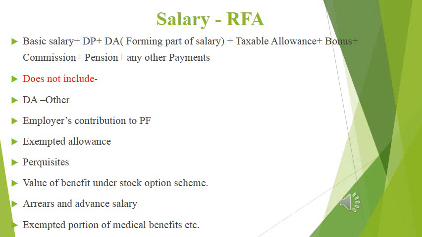Clear? But we have to exclude some items. All of you please bear in mind. First one, DA other, that means the portion of DA which is not part of service benefit. Employer contribution to PF, exempted allowance, perquisites, value of benefit under stock option scheme, arrears of salary and advance of salary, exempted portion of medical benefit, etc. That we have to exclude.